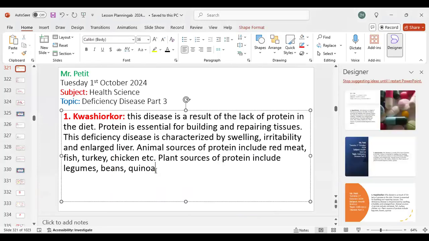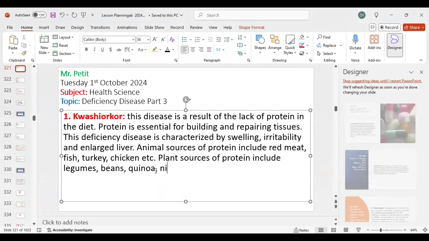Quinoa, what else? Nuts. Any type of nuts. Also soybean. When you say nuts, we're also talking about cashews. Anyone know what cashews are? Cashews, almonds. Yes, sir. What else? Pistachios, all the nuts, peanuts, peanut butter.